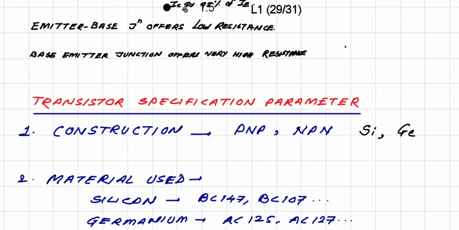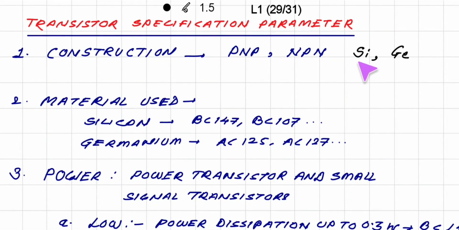Now material used. Here we already saw we can use silicon, we can use germanium, but we already saw that concept of energy gap. So normally silicon is cheaper, it is used. Based on which material is being used for construction of the transistor, that is another specification parameter. The silicon transistors are, for example, BC147, BC100, etc. And some of the transistors are made of germanium material, like AC125, AC127. So this is the second criteria or parameter.